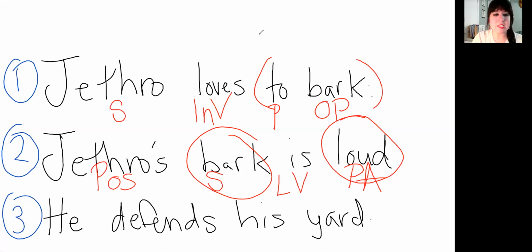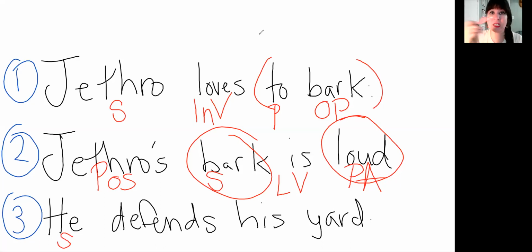All right, let's look at this sentence. What is the subject? The subject happens to be he. Now, he is special because he is a pronoun. It takes the place of a noun. Now, we could write like a kindergartner, right? Because in kindergarten, we learn to repeat our nouns. We could say Jethro loves to bark. Jethro's bark is loud. Jethro defends Jethro's yard. But that gets a little bit repetitive.